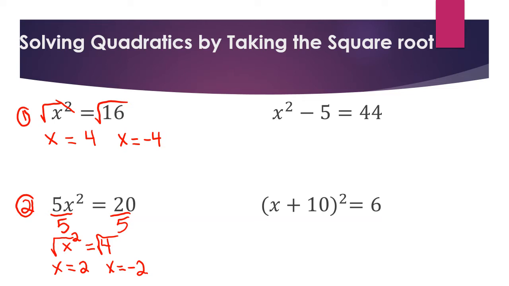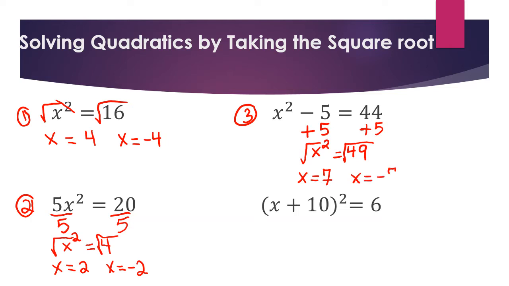Third example, we have x squared minus 5 equals 44. Again, before I get rid of the square, I need to get rid of negative 5 by adding 5 to both sides. x squared equals 44 plus 5, which is 49. I can get rid of the square right now by taking the square root of both sides. x equals 7 because the square root of 49 is 7, and it's also negative 7. So x equals 7 and x equals negative 7.